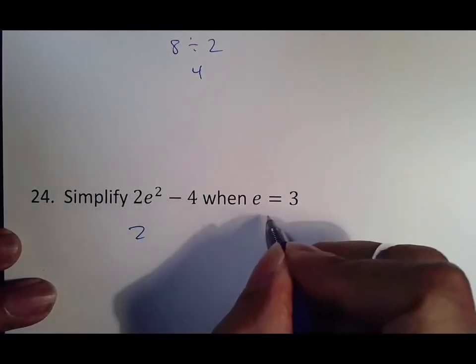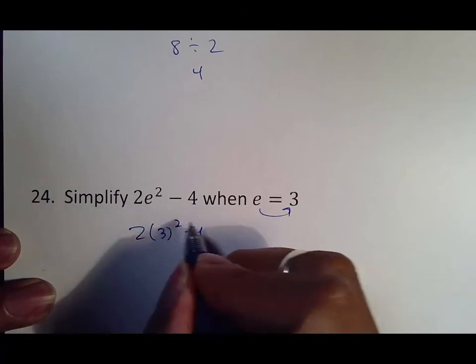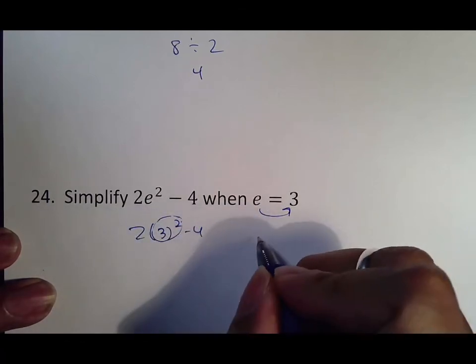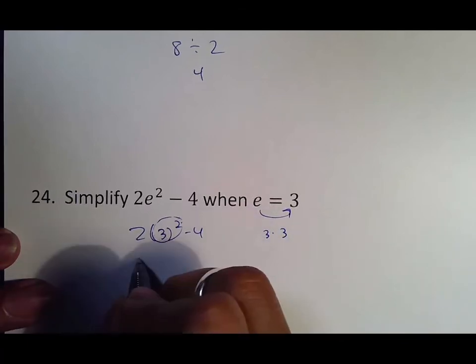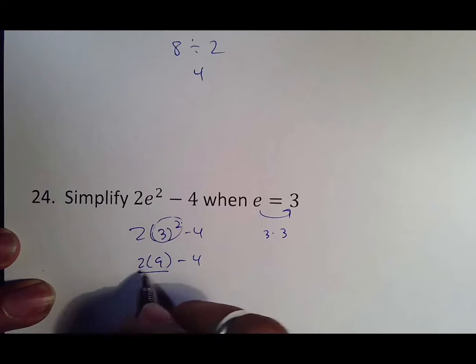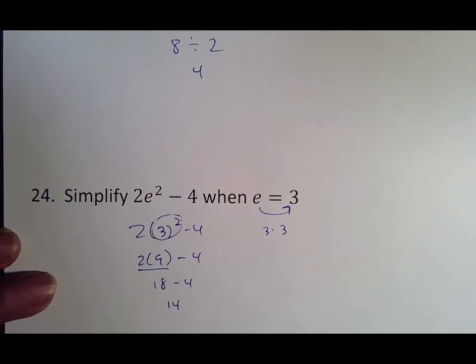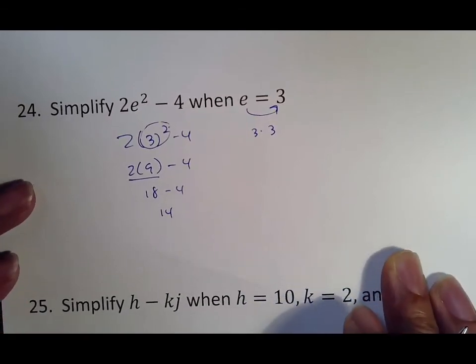Here, again, first thing you want to do is substitute. So 2 times 3 squared minus 4. Second thing you want to do is multiply this. So 3 squared means 3 times 3, which becomes 9. Then, because this is weaker, you do 2 times 9, which is 18 minus 4. And 18 minus 4 is 14.